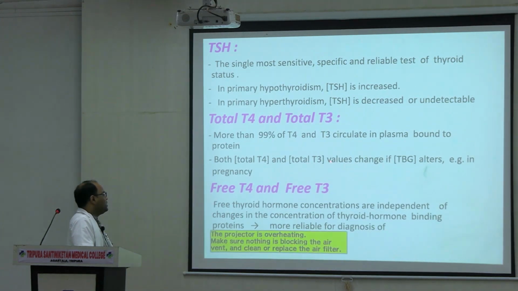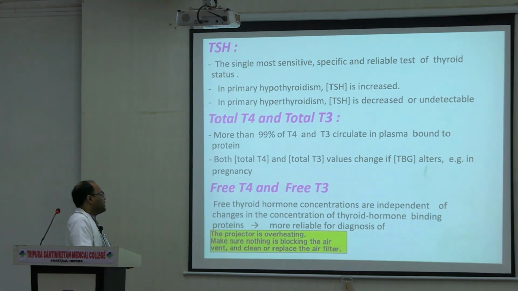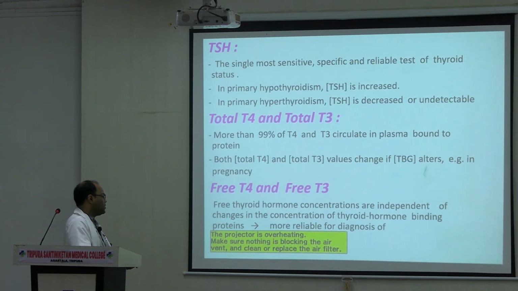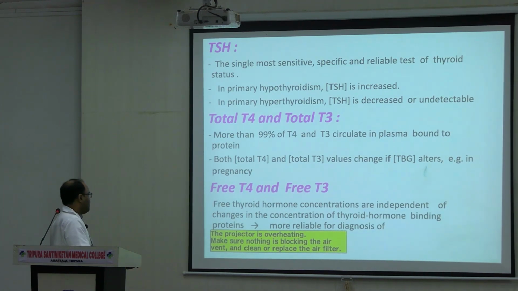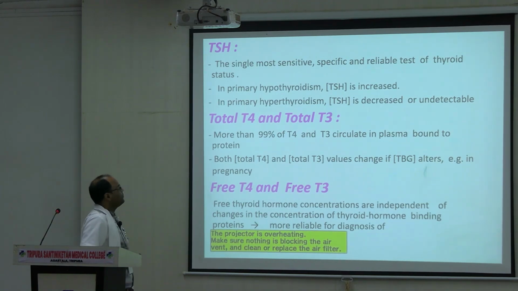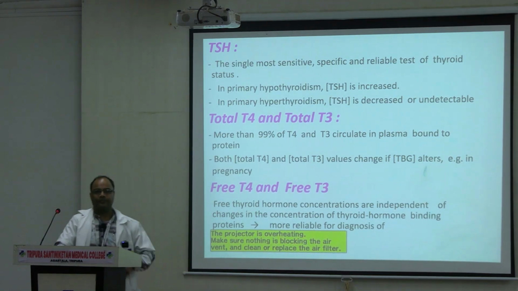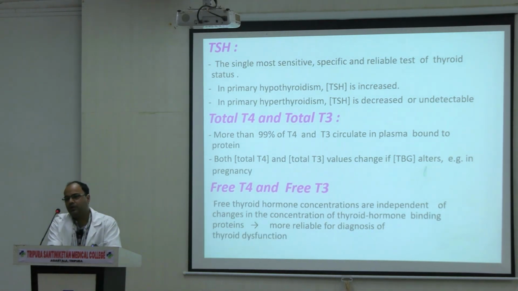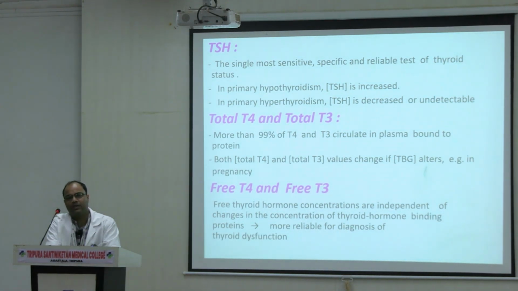Both T4 and T3 values change in thyroid globulin alteration, like in pregnancy. So free T4 and free T3 are nowadays used. Free thyroid hormone concentrations are independent of changes in the concentration of thyroid binding proteins. This is the reason it is the most reliable diagnostic marker to see thyroid function. Sometimes we prescribe TSH along with FT3 and FT4. F means free T3 and free T4.